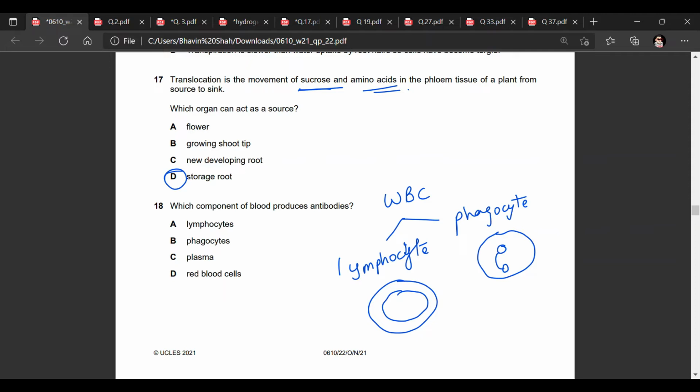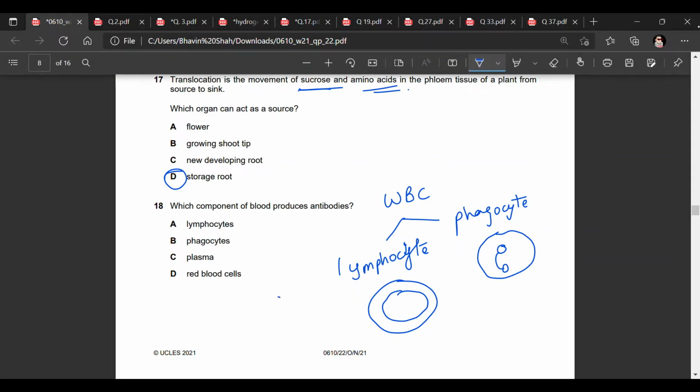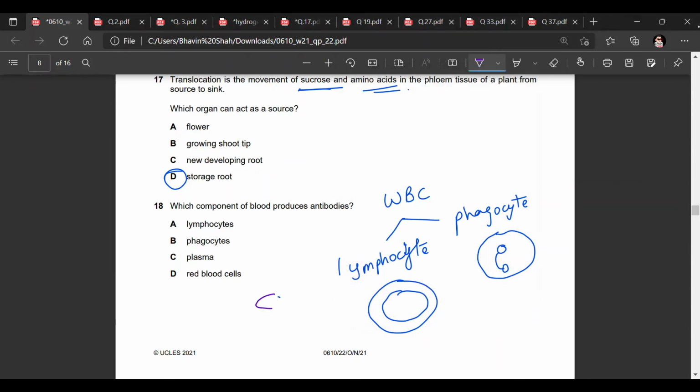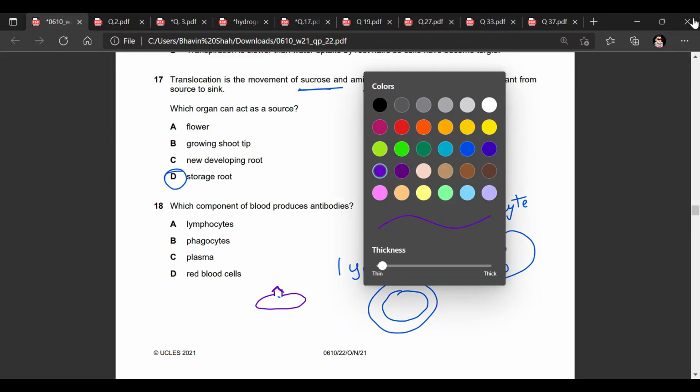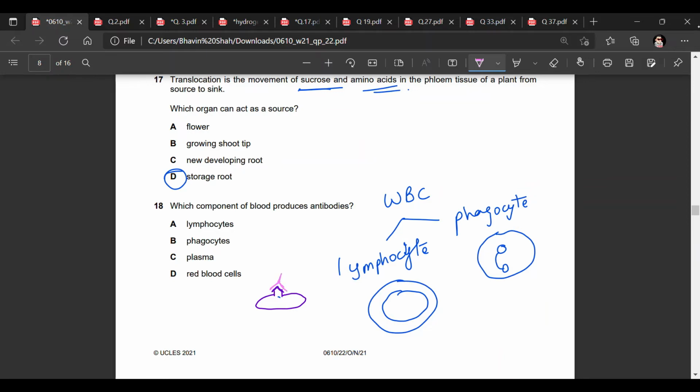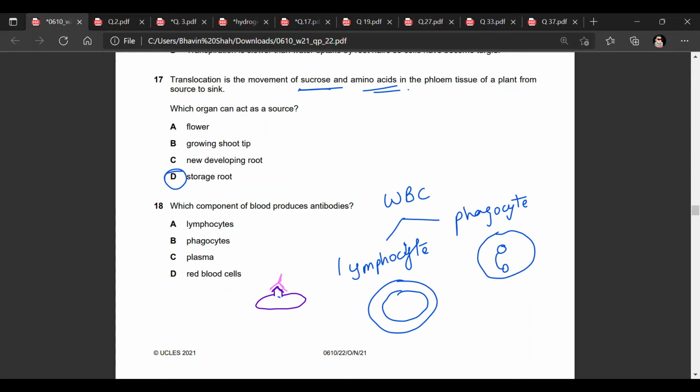So what are antibodies made for? There are structures on the microorganism bodies which are called the antigen. Okay, what are antibodies then? Antibodies are basically structures which will block this antigen from entering into an organ, and these particular structures are made by the lymphocyte. So your answer for the 18th question is A.